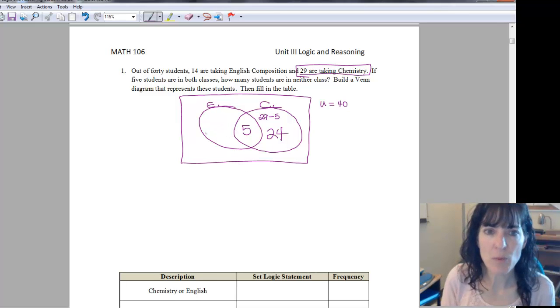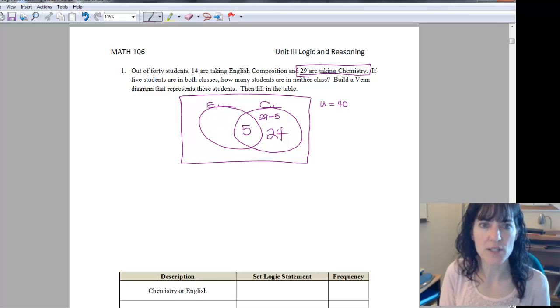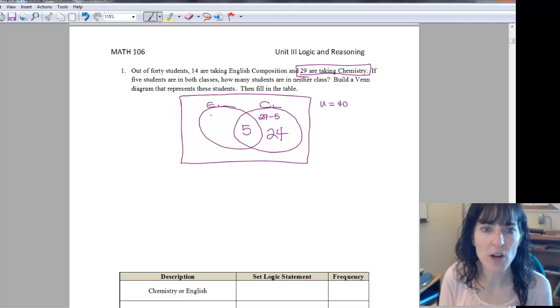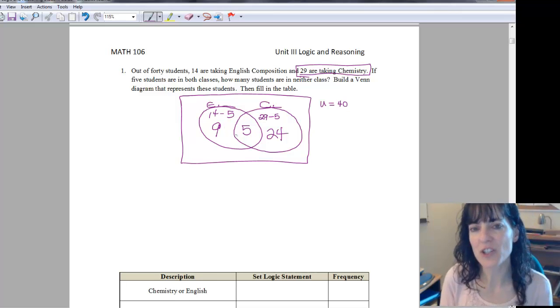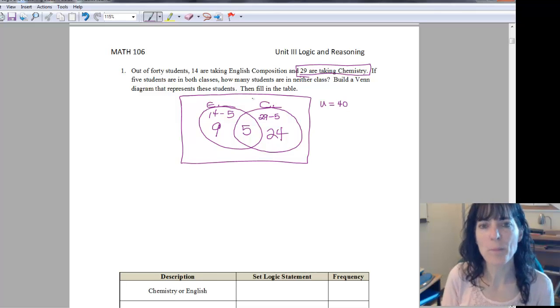Now similarly, we want to think about the English composition. It says 14 are taking English composition. So if 5 of those 14 are already showing here, then we have to do 14 minus 5, or 9 students are taking just English, not English and chemistry together.